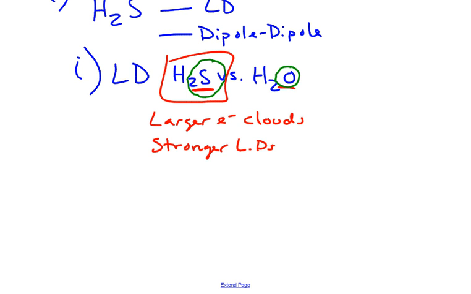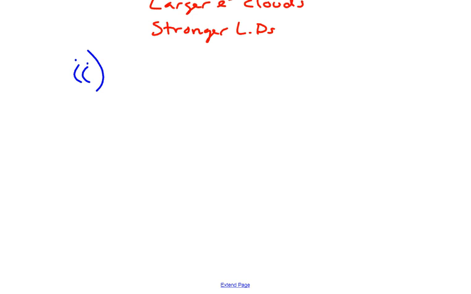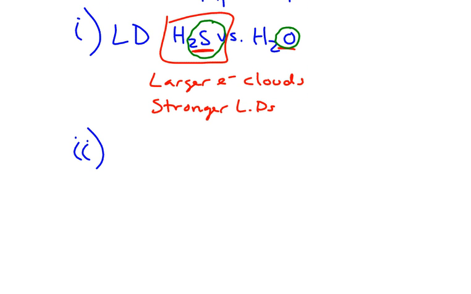Isn't F the strongest one? That's something different. That's electronegativity. That's pulling electrons. That's different. Think of the snowman with the size. Gotcha. Compare the strength of the dipole-dipole.